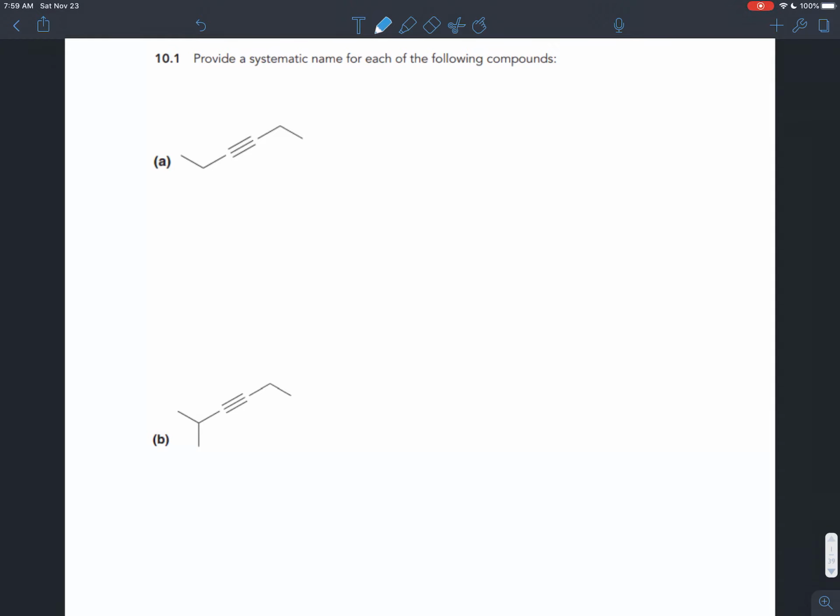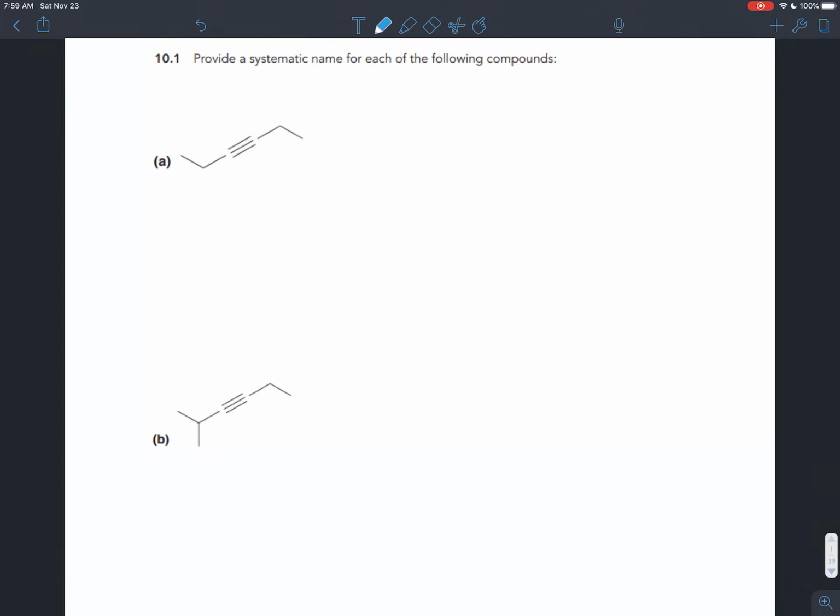Naming alkynes is very similar to naming alkenes and alkanes. The only difference is what the infix is. If you remember, the prefix tells you about the number of carbons in the carbon chain, so meth, eth, prop, bute, etc. The infix tells you about bonding, and the suffix tells you about the functional groups you have.